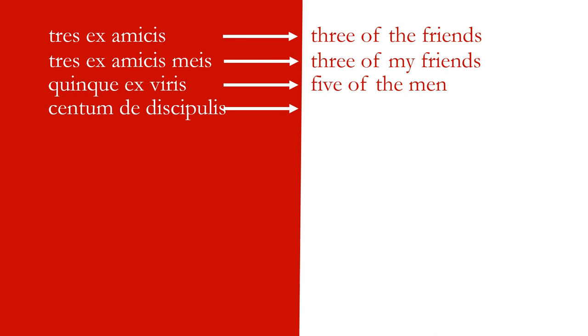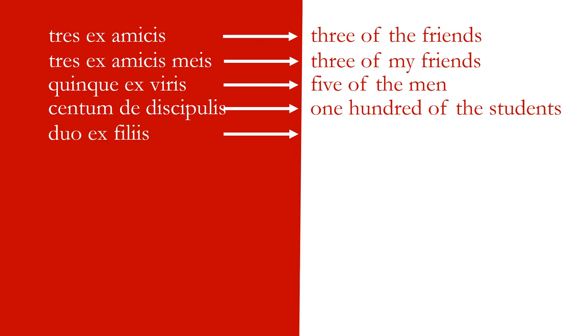Centum de discipulis, 100 of the students. Duo ex filiis, two of the sons. And you might be thinking, well, filiis could also be daughters, which is true, but duo is only masculine. Okay, so this doesn't give you enough information about the gender, but the duo does.